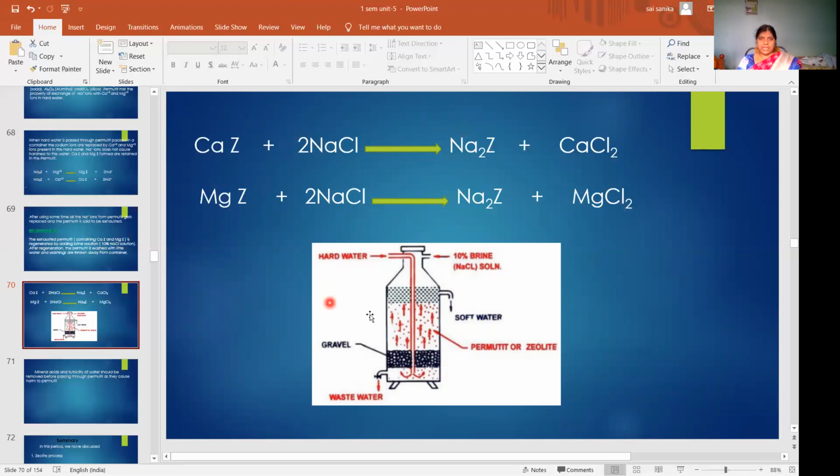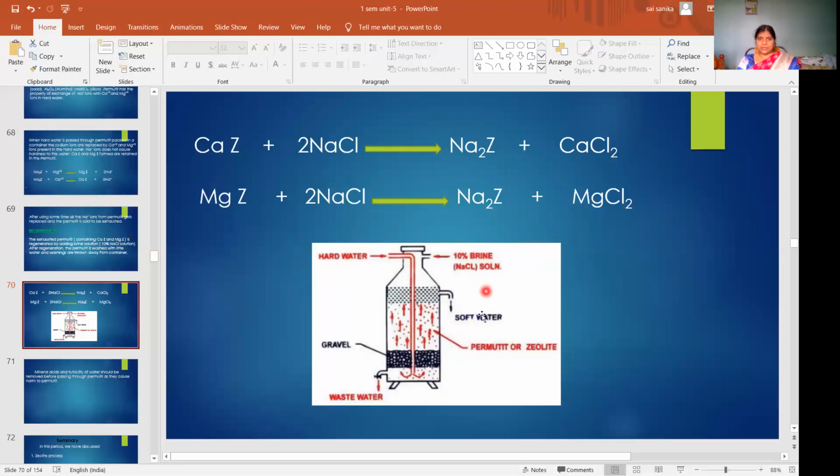If you see the diagram here, first this is the container. In this container at the bottom we are keeping the gravel for filtration. This is an outlet, this is the wastewater outlet. This is the soft water outlet, this is the inlet to pass the hard water, and this is the inlet to pass the brine solution.